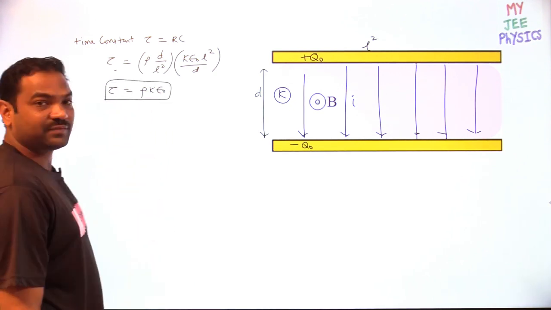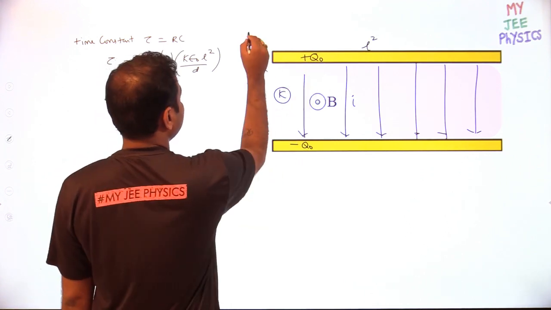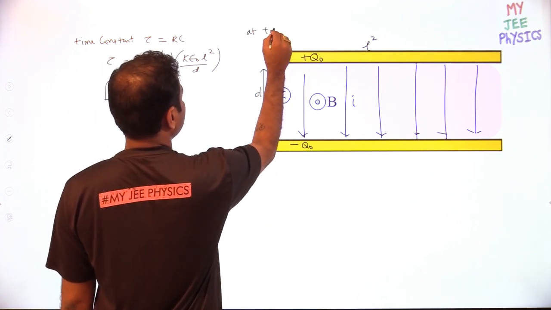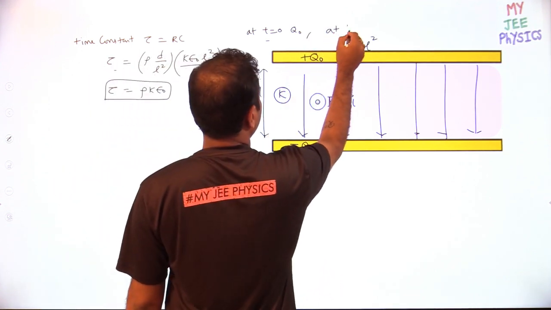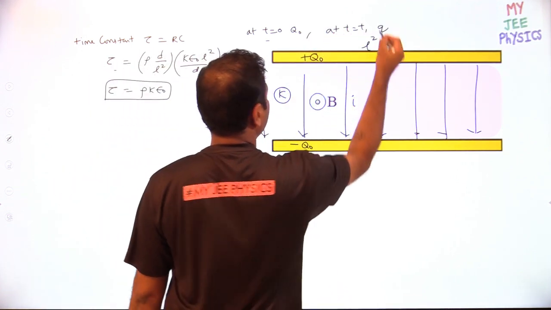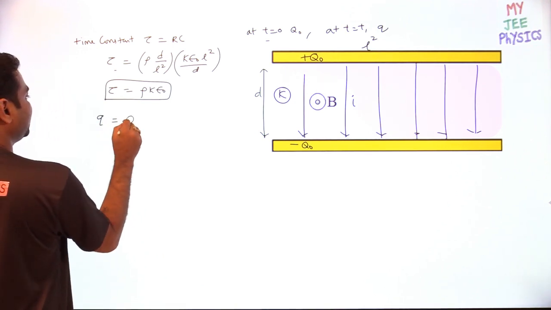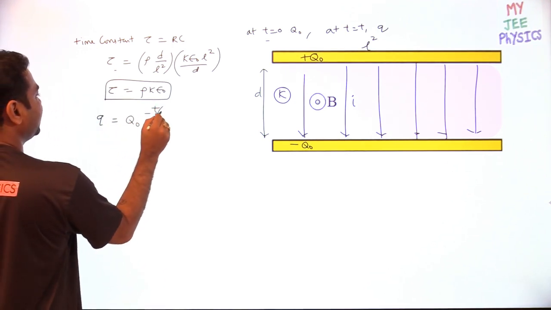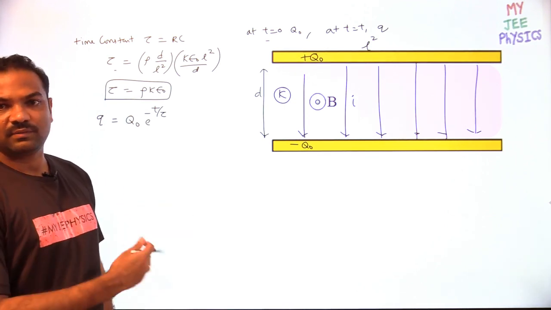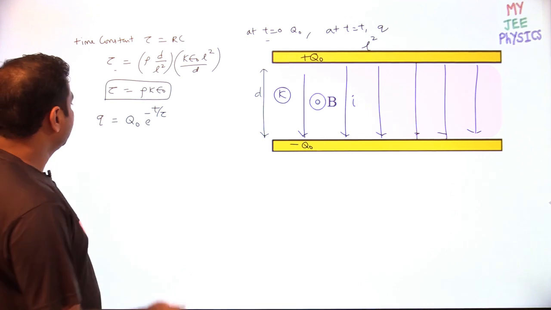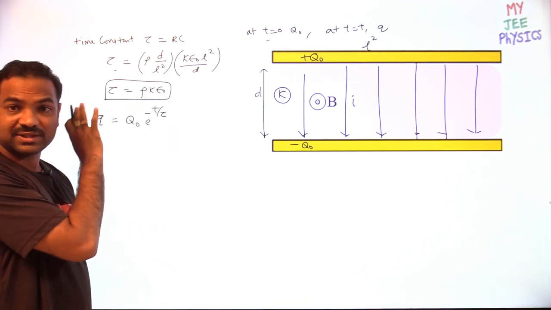Then what is the advantage of the time constant? As the charge flows, initially at time t equal to 0, the charge is Q naught. At time t, the charge value is Q. How do we get the Q value? We have the discharging formula. Let us keep tau as it is and see what final answer we get. Q is equal to Q naught into e raised to minus t by tau, the charge as a function of time.